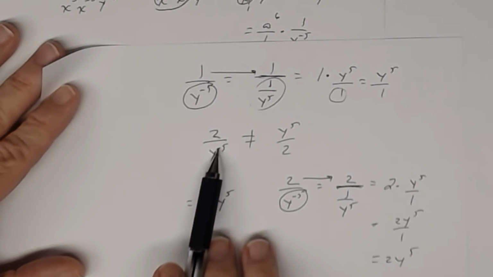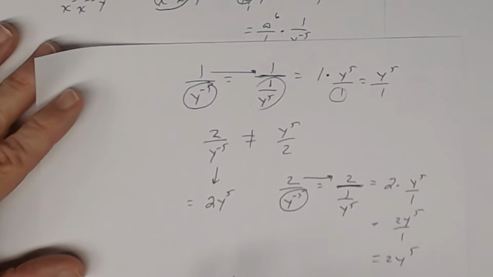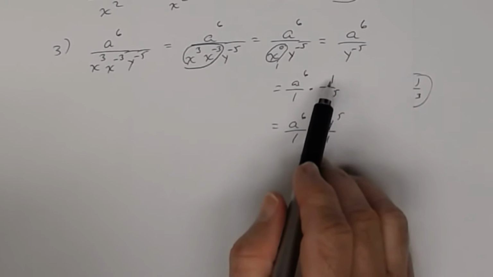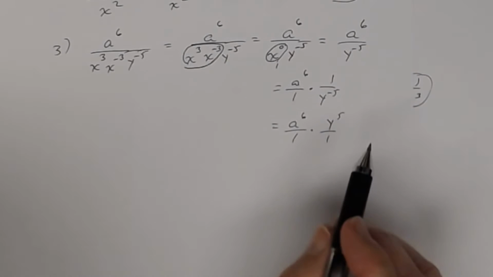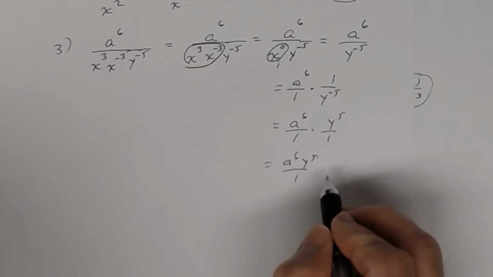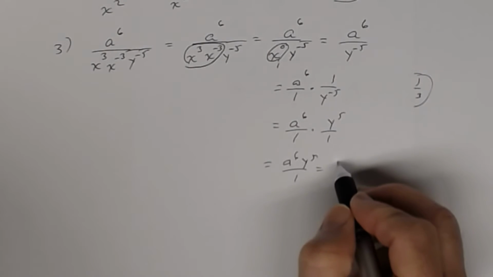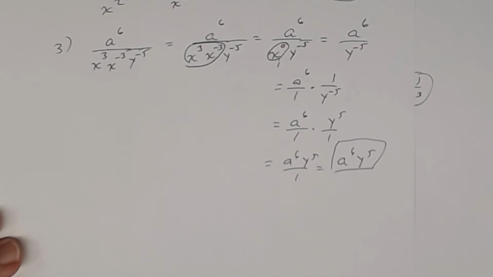So it's important you understand that this is not taking the reciprocal. Please be careful. That's a mistake that many students make. This right here is not the reciprocal of this. All right, so I get a to the 6th times y to the 5th divided by 1. Don't leave it like this. I expect you to know that anything divided by 1 is that numerator. So there's your answer: a to the 6th times y to the 5th.